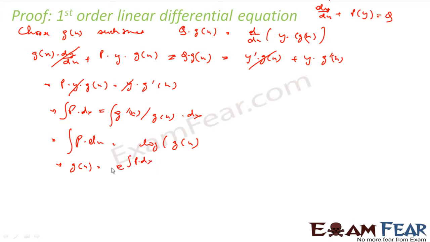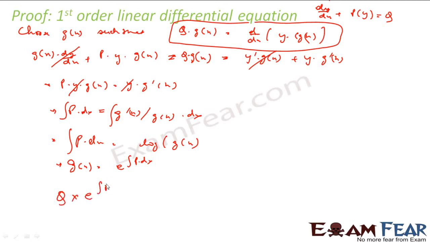So once I have the value of g(x), because g(x) was a little tricky because I told that g(x) has to be in such a way that Q into g(x) is equal to this guy, right? So this is my equation actually. So now in this equation, let me put the value of g(x). So I get Q into g(x), that is e to the power integration P dx, is equal to d by dx of y into g(x), that is e to the power integration of P dx, because g(x) is something which we have found.